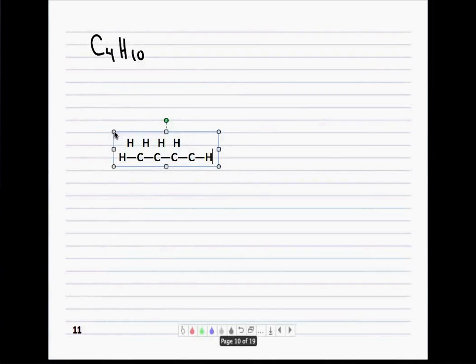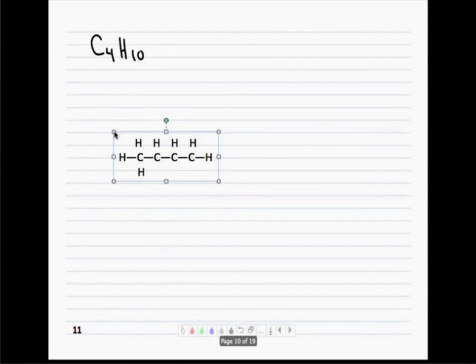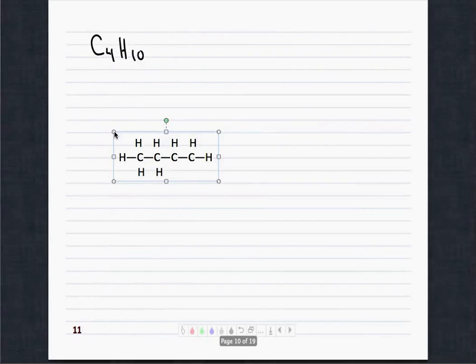Then I'm gonna begin adding the hydrogens so that I fulfill the octet rule for each carbon. So this has 1, so it needs 3. That has 2, it needs 2, 2, 3. Now, before I say this is the Lewis structure, I double check the number of hydrogens and the carbons. So I have 4 carbons, 3, 3, 6, 7, 8, 9, 10. So that's a right Lewis structure for C4H10. But it's not the only Lewis structure.